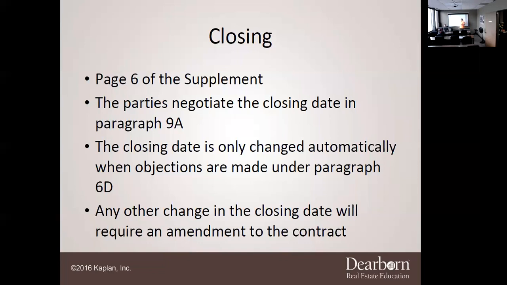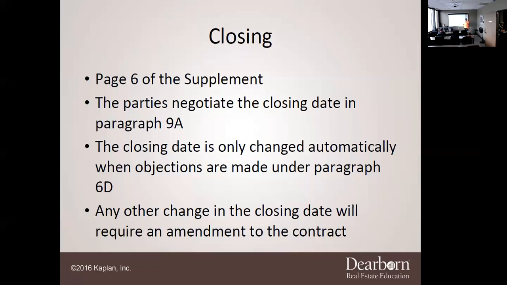Remember, 6D is where we put residential and rental use in that last yesterday. So 6D is going to have the objections to what you are allowed and not allowed to do on the property. And then any other change in the closing date will require an amendment.